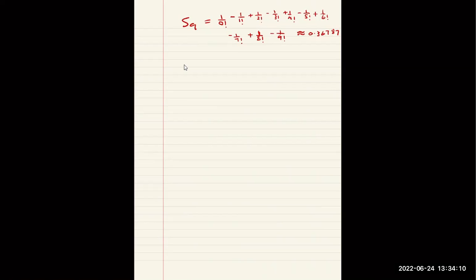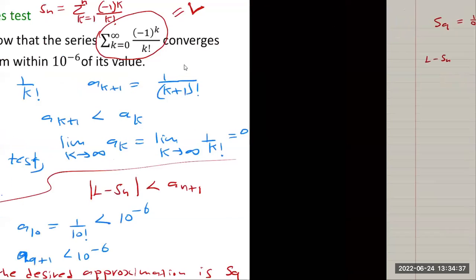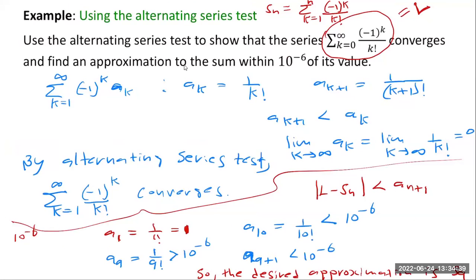So this is an approximation to the actual value of the series within 10 to the power minus 6. Also notice that from the previous theorem, L minus Sn has the same sign as the sign of A(9+1). What is the sign of A(9+1)? A(9+1) means A10. What is the sign of A10?